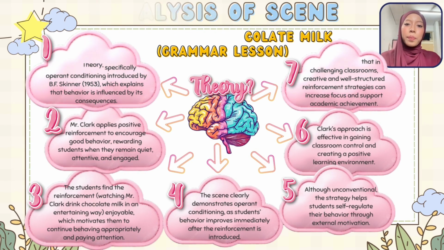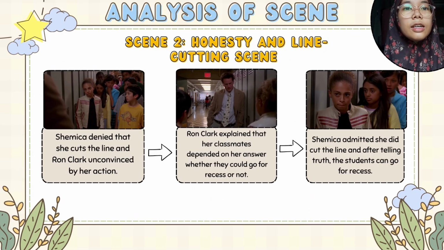For scene analysis, I chose the honesty and line cutting scene. At first, Shamika denied she cut the line and Ron Clark seemed unconvinced by her. Then, Ron Clark explained to Shamika that all of her classmates are family and they depended on her answer whether they could go for recess or not. Lastly, Shamika admitted she did cut the line and after telling the truth, the students could go for recess.